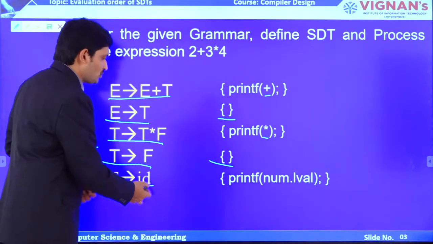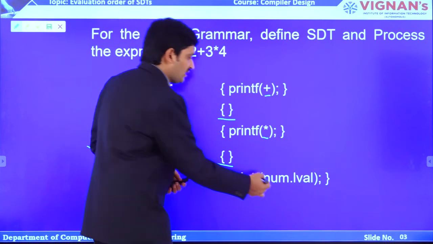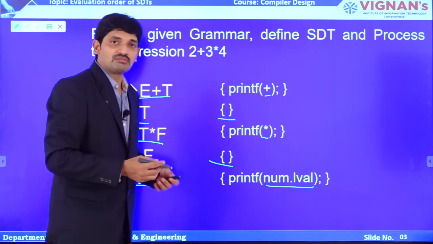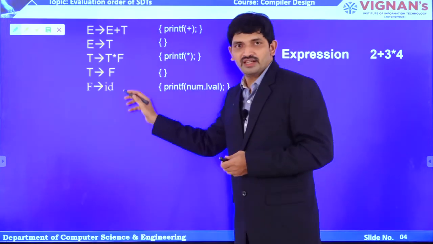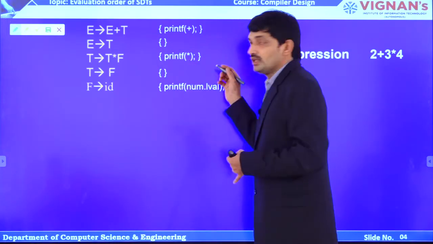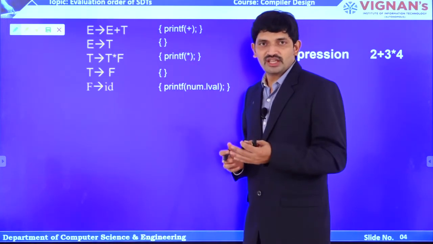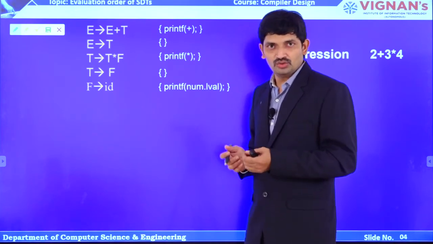Now come to F tends to ID, we print the num dot L value, that means we print the lexical value. For this given grammar, we defined this SDT. Now we are going to evaluate the expression 2 plus 3 into 4.